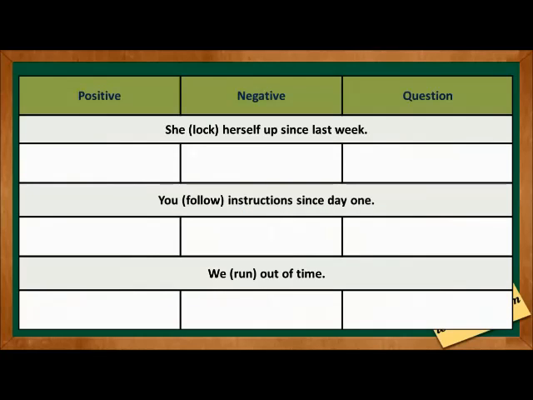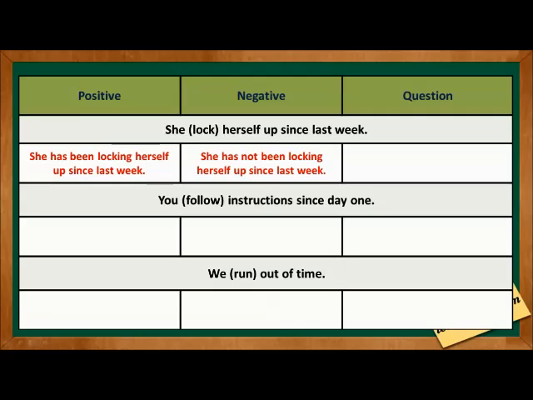She locked herself up since last week. The verb is lock. The correct positive statement is, she has been locking herself up since last week. The negative statement is, she has not been locking herself up since last week. And the question is, has she been locking herself up since last week?